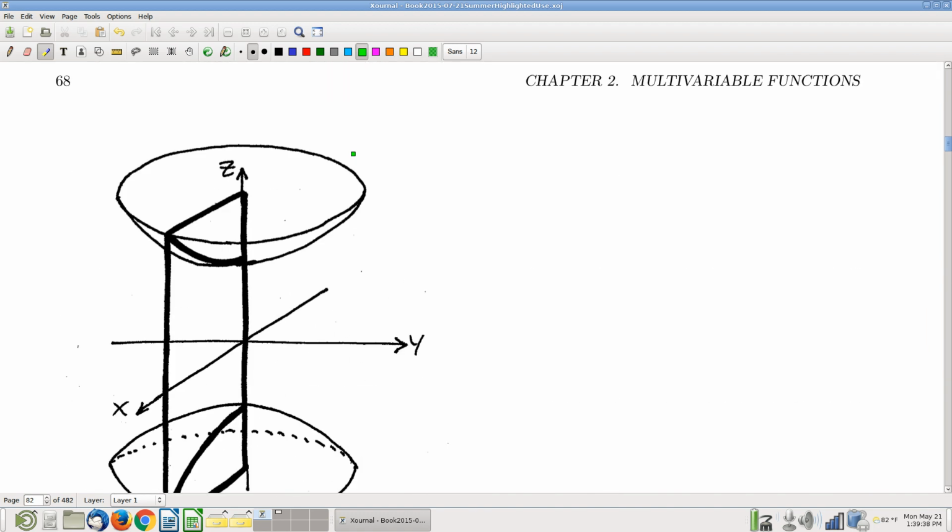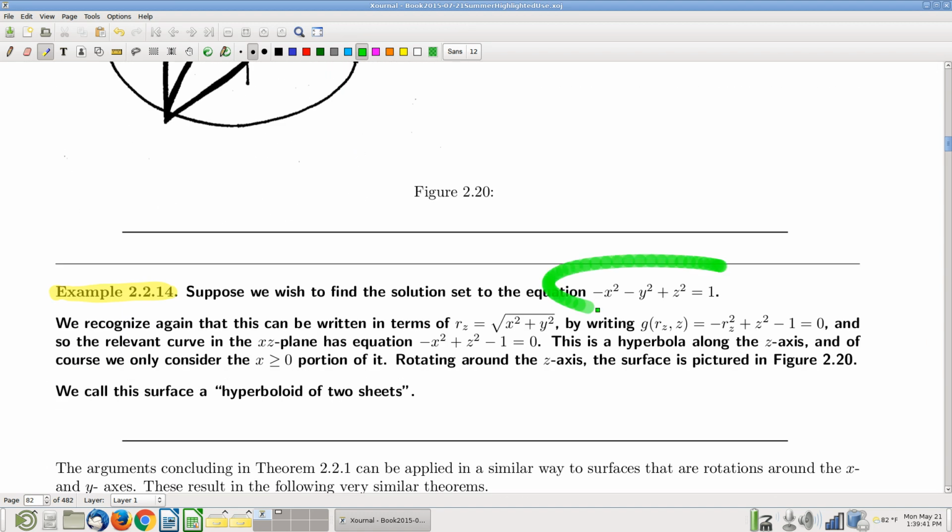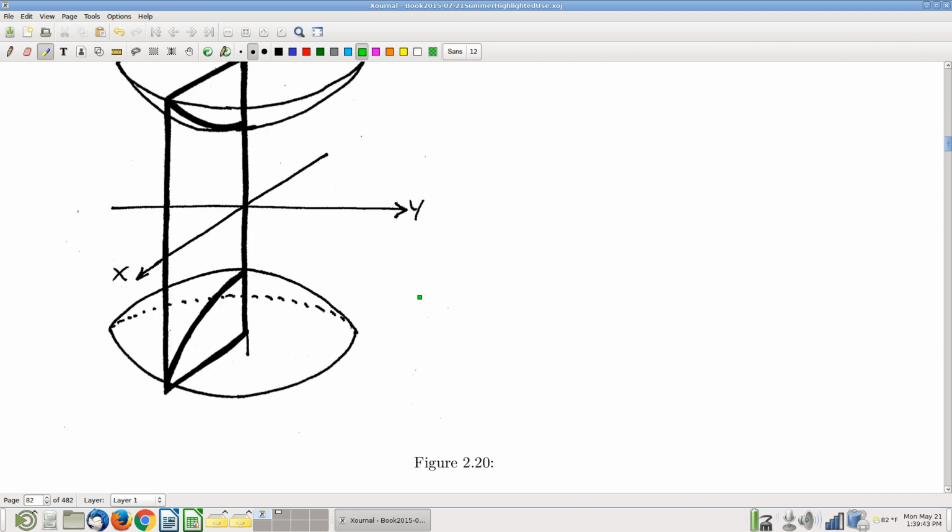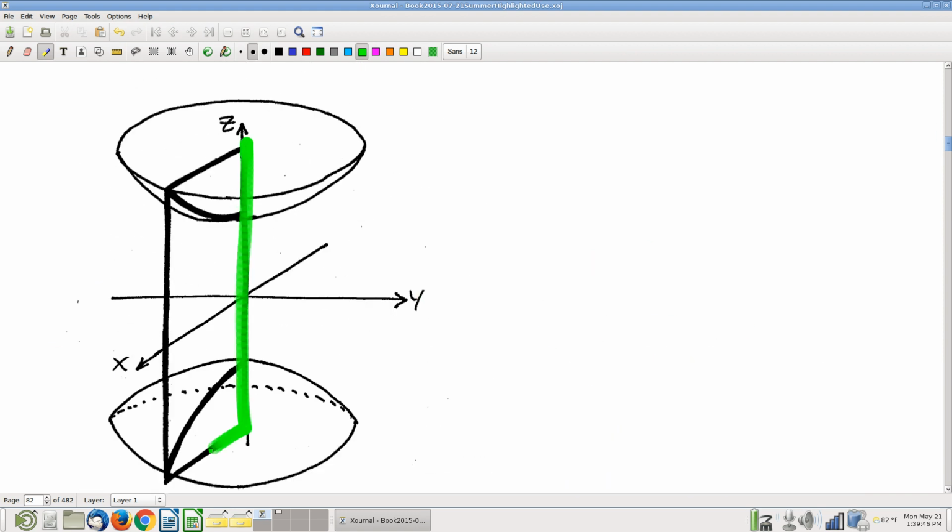In a different example down here, where the minus signs are in different places, you end up with a different hyperbola. Instead of looking at this hyperbola and taking the part where x is positive, we take this hyperbola. Whoa, missed. Let's try that again. This hyperbola, taking the part where x is positive, rotating around the z-axis, makes what they call a hyperboloid of two sheets, which looks like that.